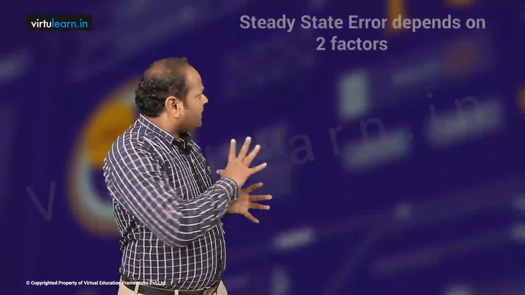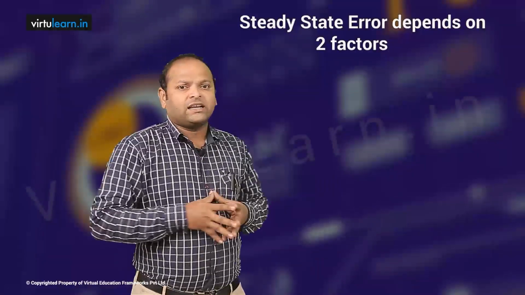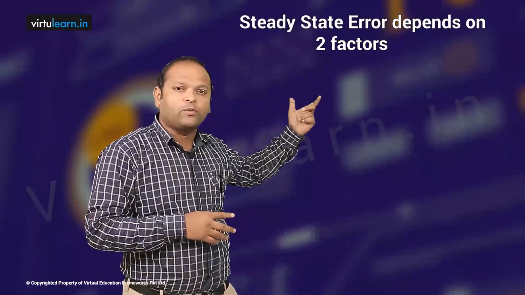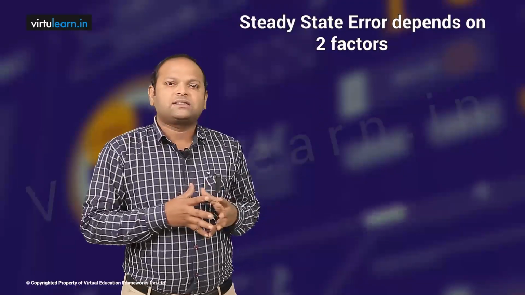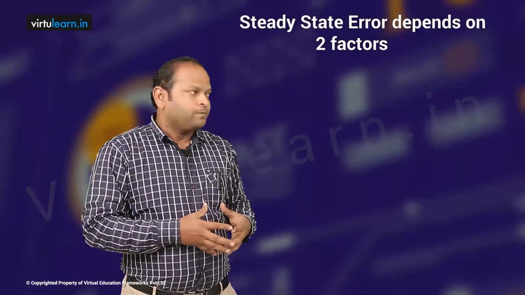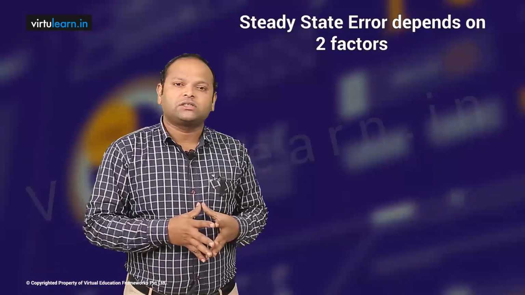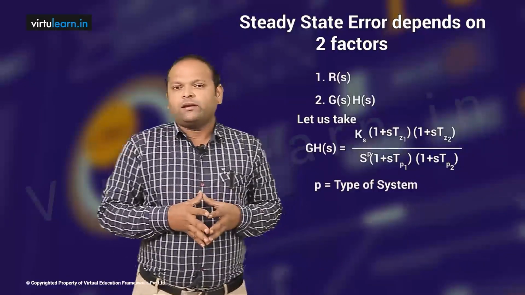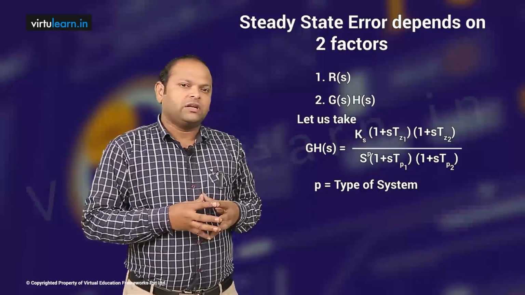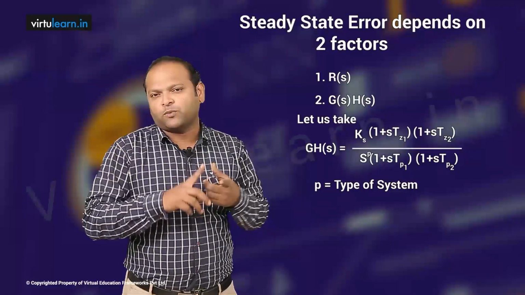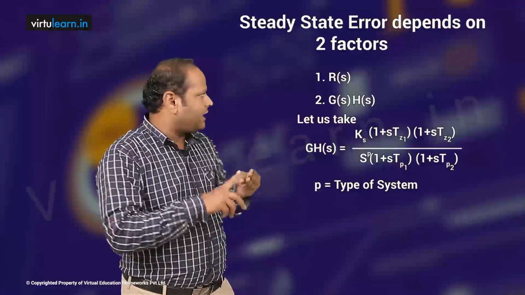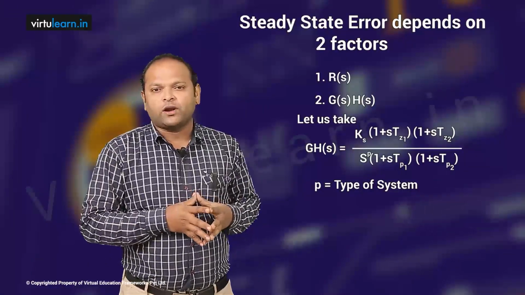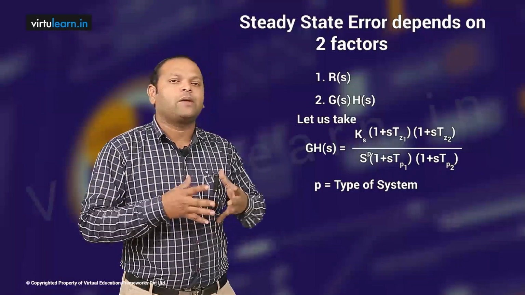Now, we know that the steady state error depends on two factors. One is the input R of s, the other one is the open loop transfer function GH of s. Let us take the GH of s. We will see how to calculate these error constants as well as the steady state errors. Now, we can write any transfer function in three different forms: polynomial, time constant, and pole zero form. In this case, I want to write the open loop transfer function GH of s in time constant form.